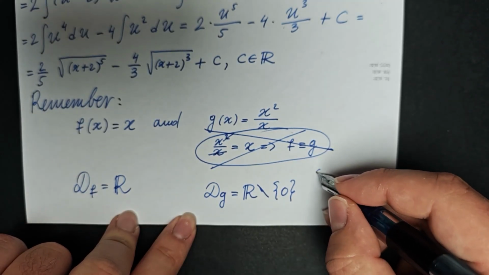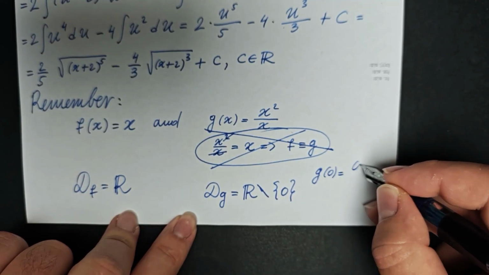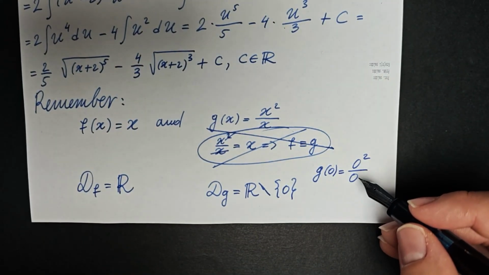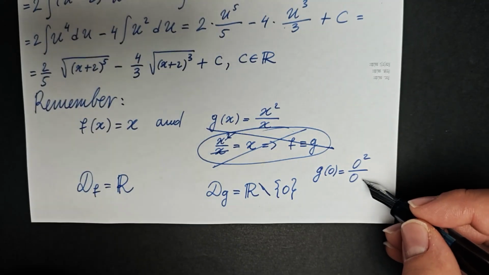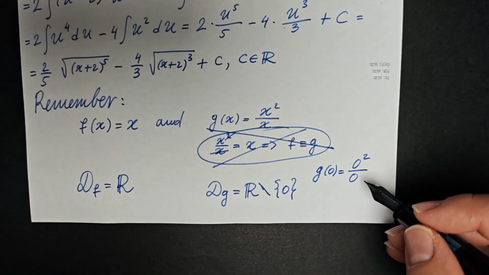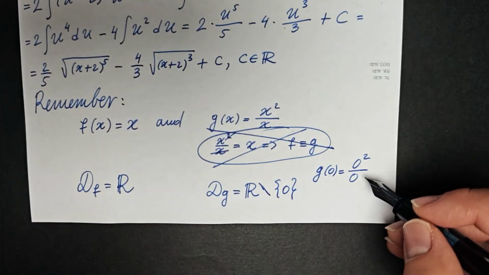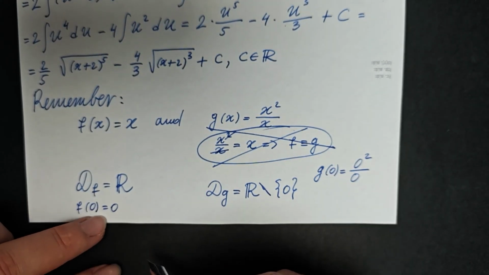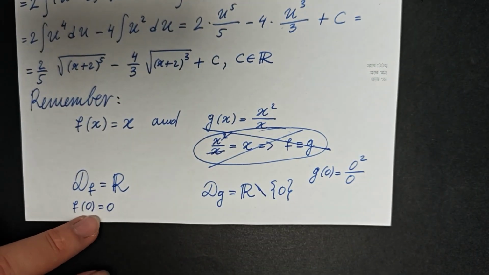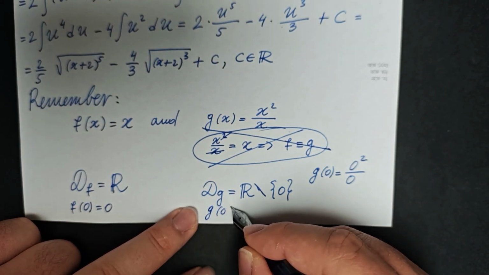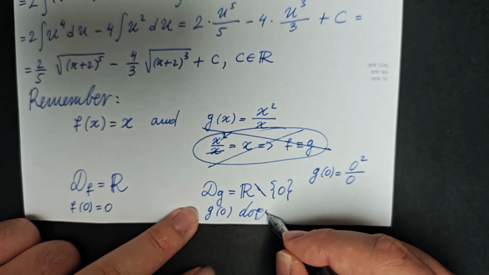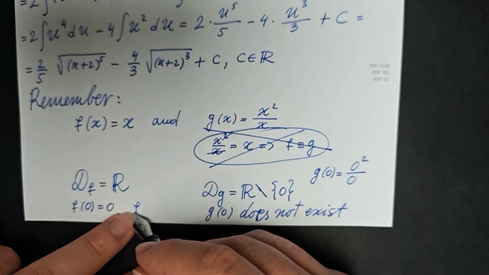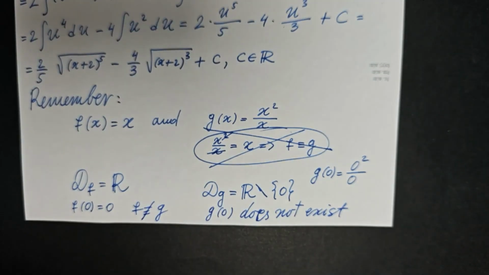Why? Because g of 0 is equal to 0 squared over 0, and you have the situation of dividing by 0 here, which is not allowed. So f and g are two different functions because f of 0 is equal to 0. It has a value in this dot 0. And the g of 0 does not exist. So functions f and g are not the same.